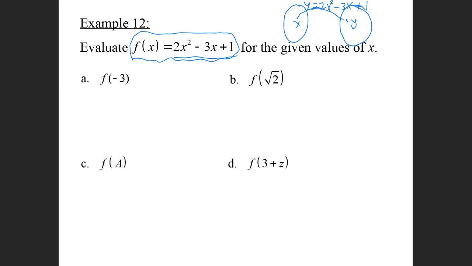Now, if I want to calculate f of minus 3, what do I have to do? So this is x. You want to find y, you have to replace each x with minus 3. So 2 times minus 3 squared minus 3 times minus 3 plus 1. And use your calculator right now. What is the answer?